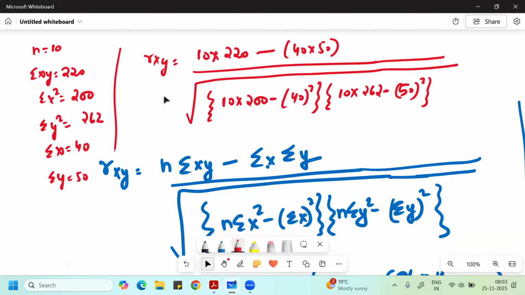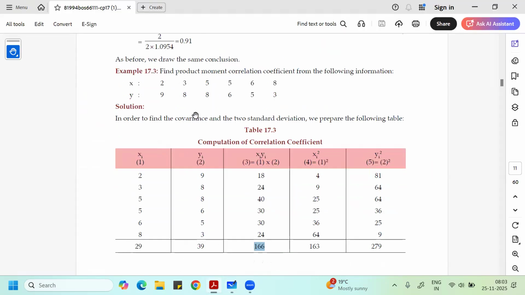Okay. Then what else do you need? You need the sum of x. So just do the individual sum of x. That is 29. The sum of y is 39. When you multiply x and y, their sum is 166.